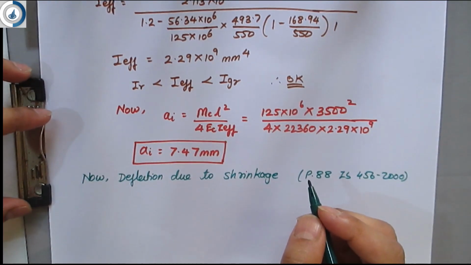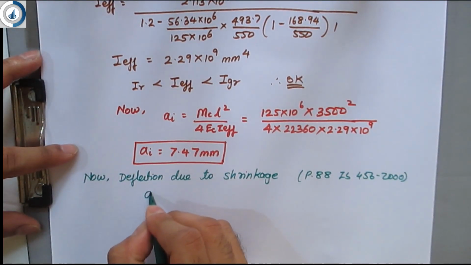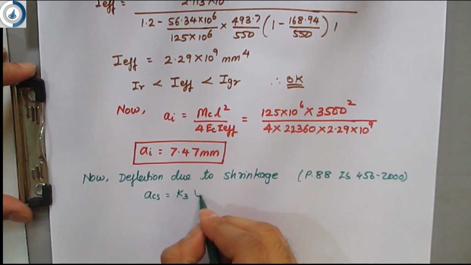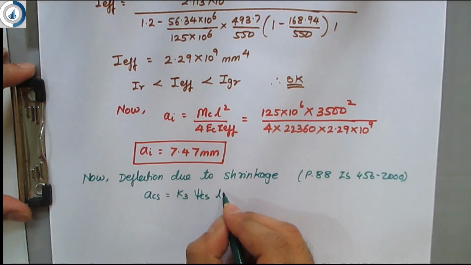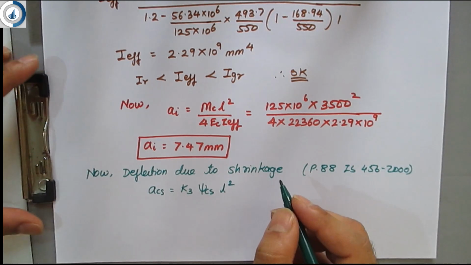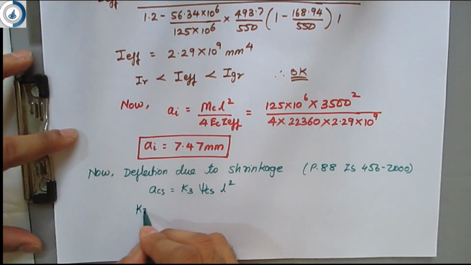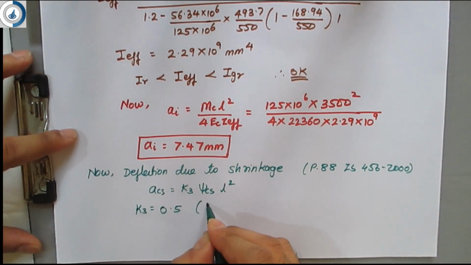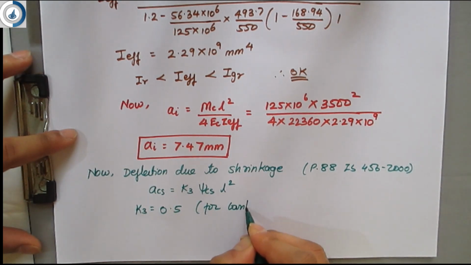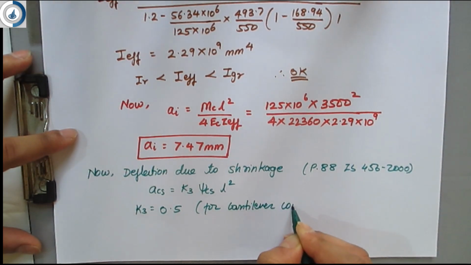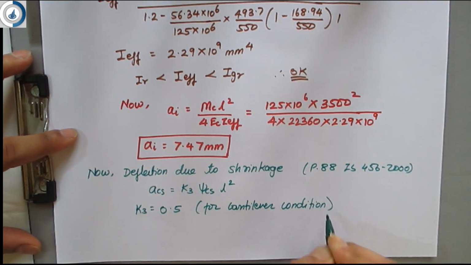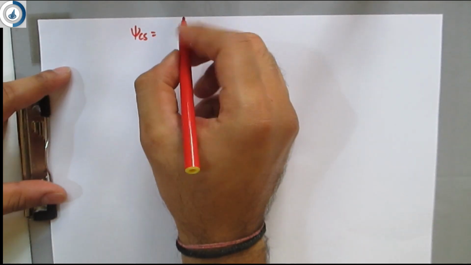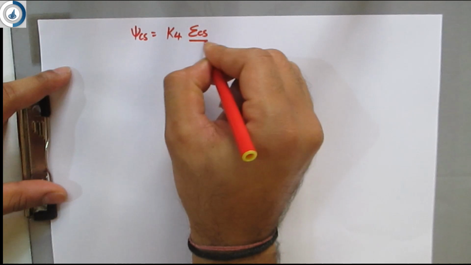So from page number 88 we have mentioned here. ACS, which is the notation for the deflection due to shrinkage, is K3 psi CS L square. So we'll calculate this K3 now. It is given as 0.5 because it is the cantilever condition. Then we will calculate psi CS now. So psi CS is equal to K4 epsilon CS divided by D.